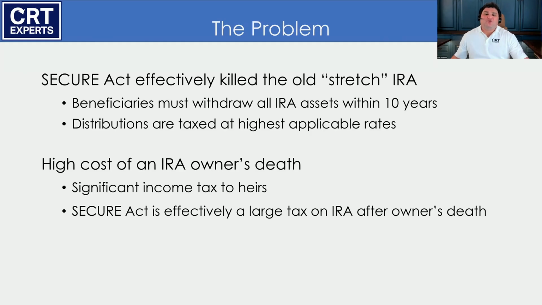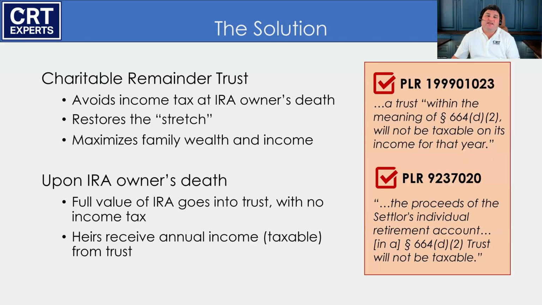So whatever you want to call it, it's effectively a large tax on the IRA after the death of the IRA owner. But however you want to describe it, for many clients, particularly of course those who were planning on their IRAs distributing over the lifetimes of their heirs, this creates a problem. Fortunately, though, with a charitable remainder trust, we have a pretty natural solution.